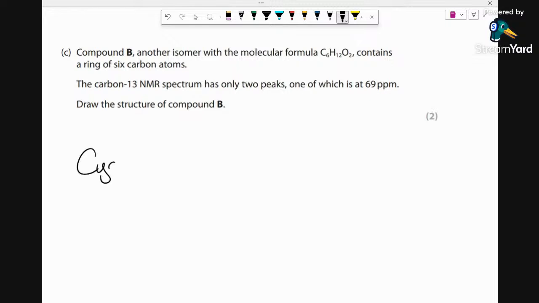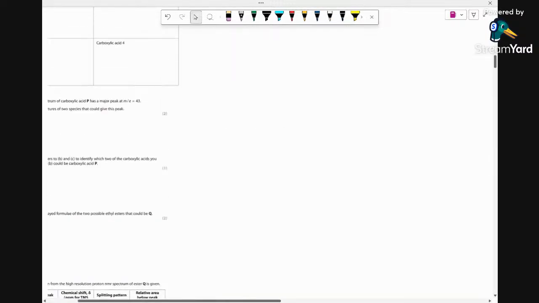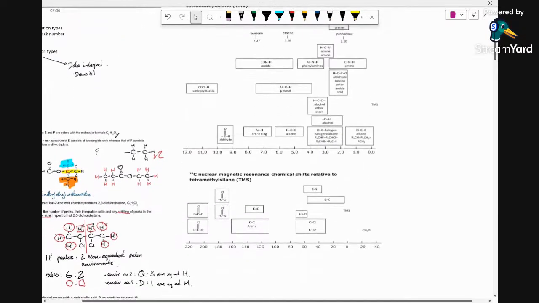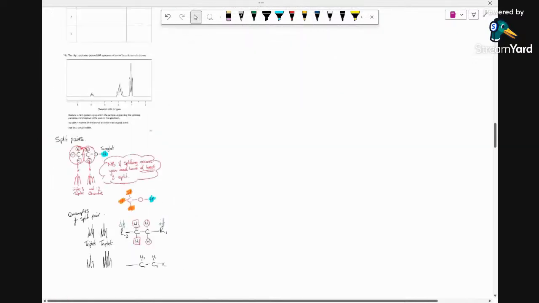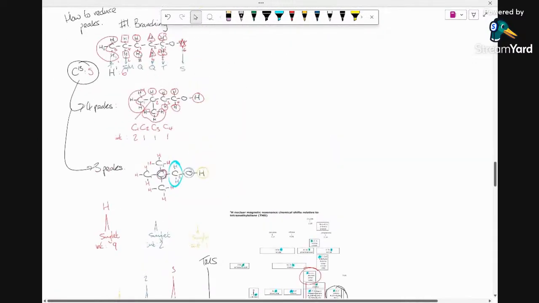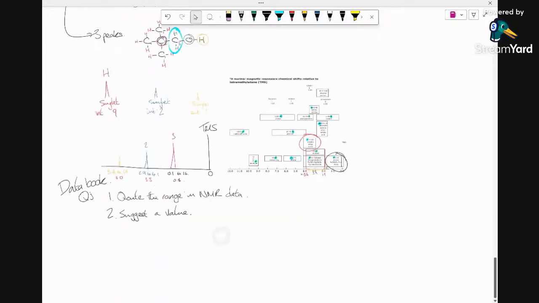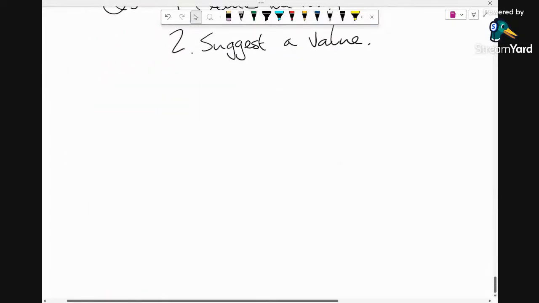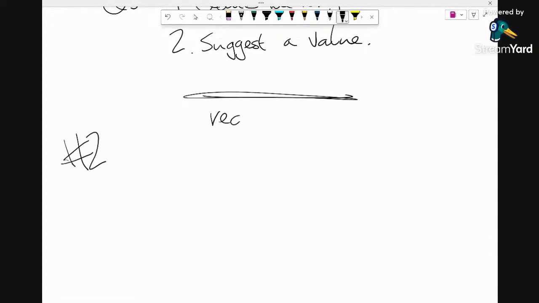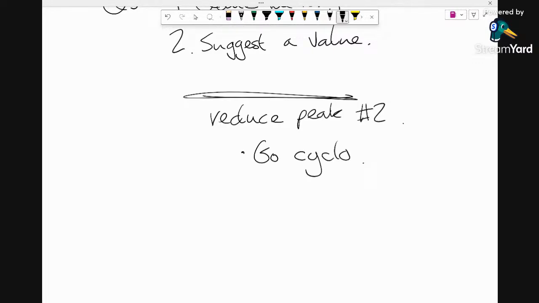A quick note on cyclos. Cyclos can also cut peak numbers. I told you earlier in the lesson the two methods to cut peaks. Branching was the first. Number 2, the second way to reduce peaks, is to make something cyclo. Go cyclo. The reason for this is that it creates symmetry.